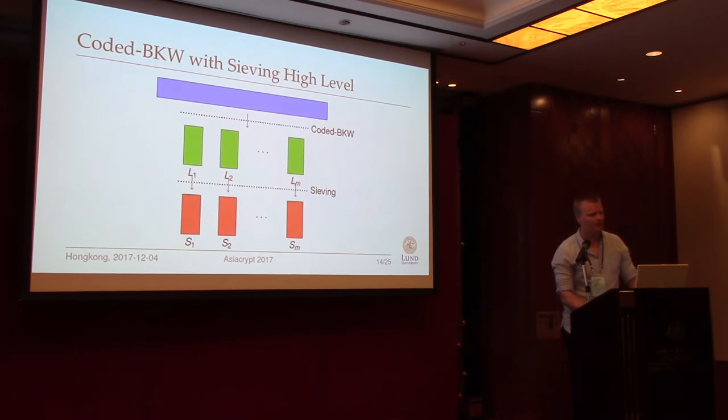So the previous slide was the micro picture of how a coded BKW with sieving step works. This is the macro picture. In blue here, we have the samples in the beginning of a step. Then we divide up the samples into different lists depending on the code words in the positions we're working with. Then we apply lattice sieving to each of those lists to end up with samples for the next step, which are small in the first big NI positions.